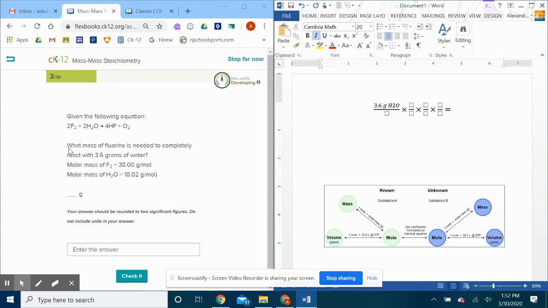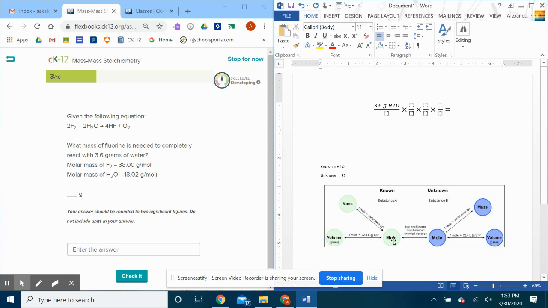Now, we need to find out what the mass of fluorine is. So our known in this instance is water. Our unknown is fluorine. So we are starting at mass of the known, and from the problem, we need to go to the mass of the unknown. So again, we have 1, 2, 3, 4 different fractions. That's why we have 4 fractions up here. So there's 4 steps that we need to write down.